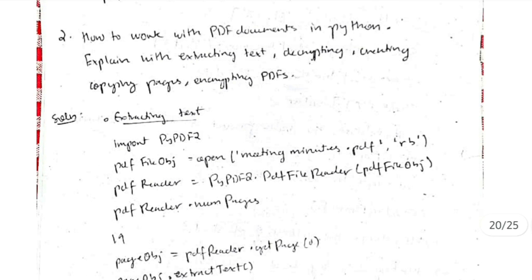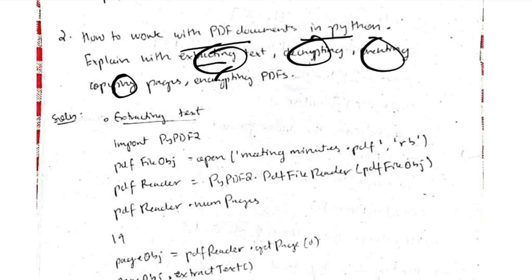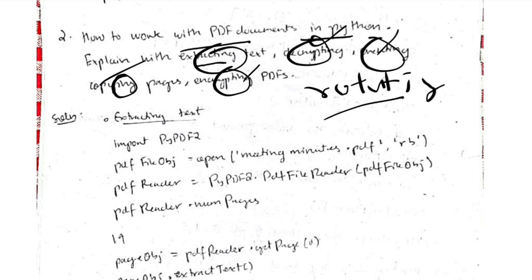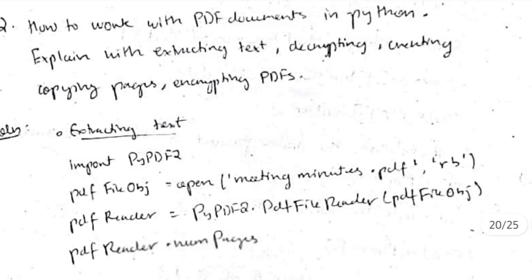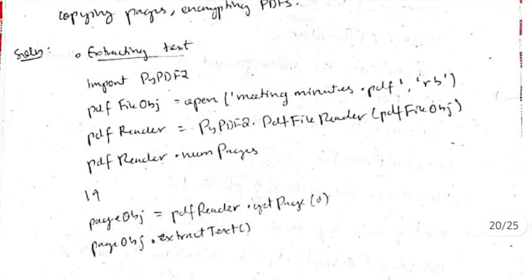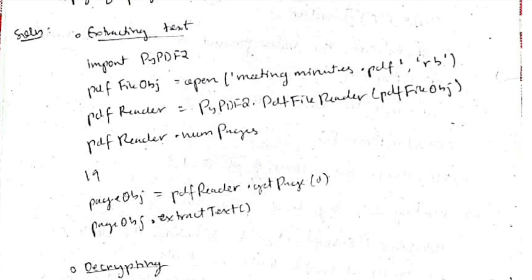And the next one is how to work with PDF documents in Python. Explain extracting text, decrypting, creating, copying pages, encrypting, and one more, rotating pages. Okay, so let's discuss each of these. These are very easy. Just the bigger one is copying pages. These are like one line only, extracting text and all. So let's discuss what that is.